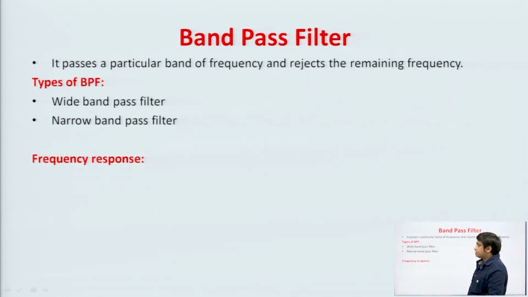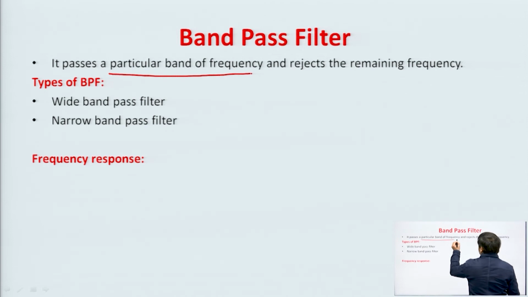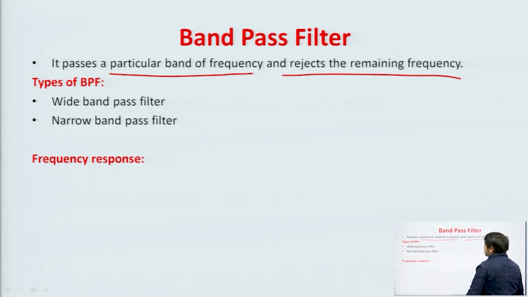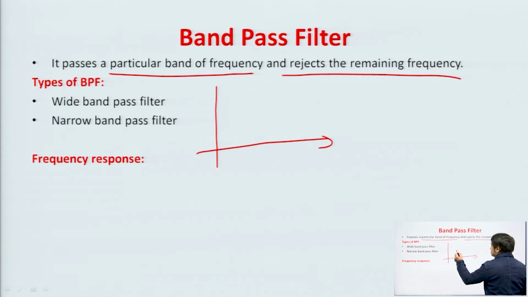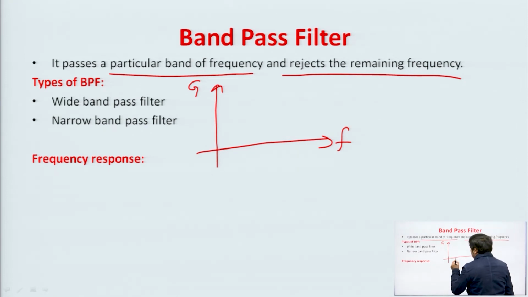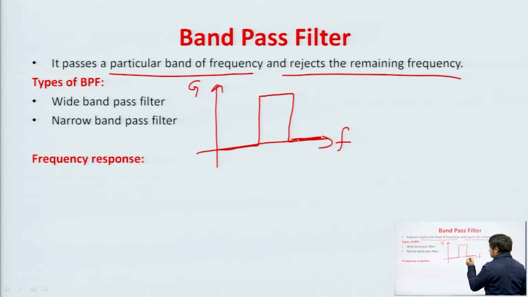Next filter is band pass filter. So, band pass filter is the filter which passes a particular band of frequency and rejects the remaining frequencies. What does it mean? It means that when we draw the gain versus frequency response for band pass filter, the ideal response will be like this.